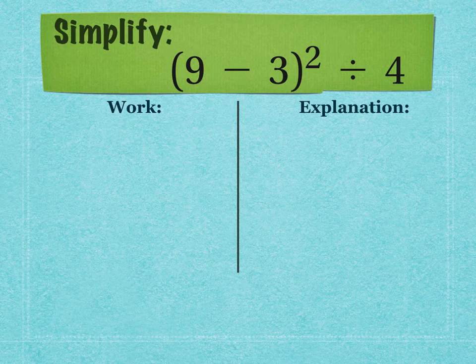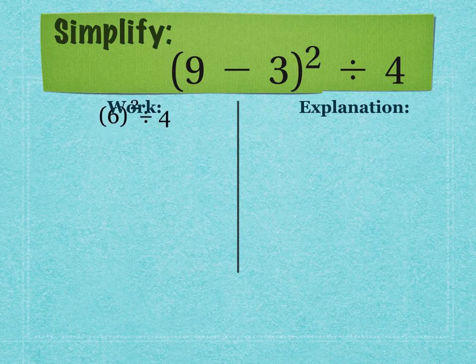The first example asks us to simplify in parentheses 9 minus 3, close the parentheses, squared, divided by 4. I'm going to be using a two-column approach to solve this problem. On the right-hand side, I'm going to explain what I've done, and the left-hand side is just going to be my work. The left-hand side is probably what you're used to showing your work as for an order of operations problem, but I am going to ask you on some problems to do an explanation in a right-hand column as well.